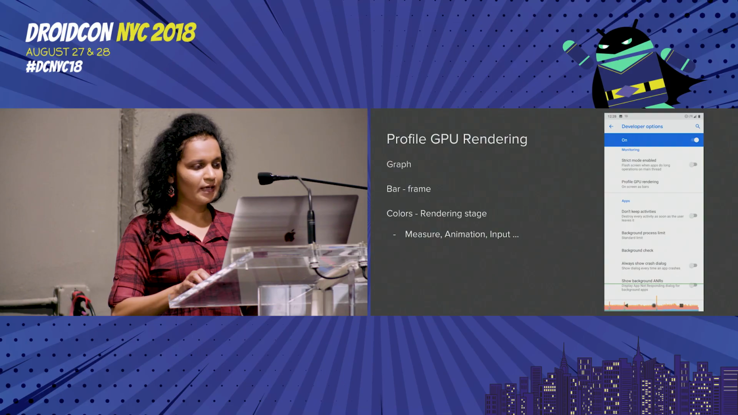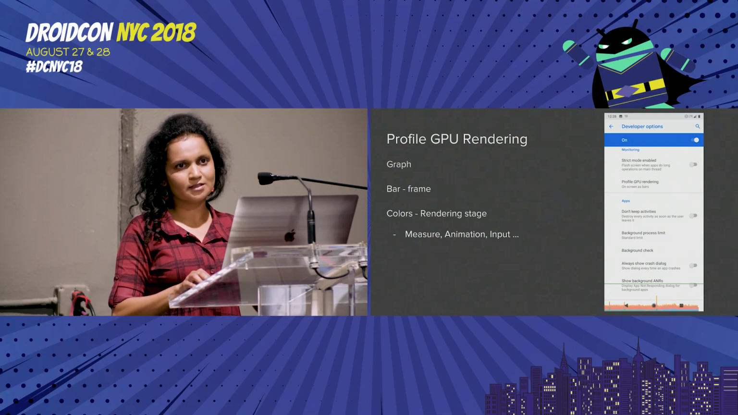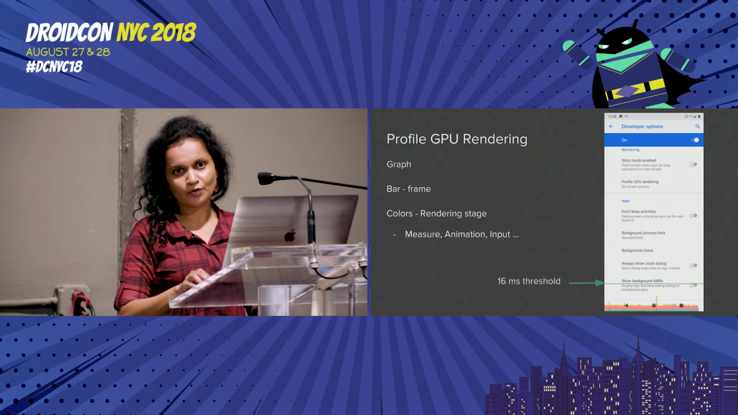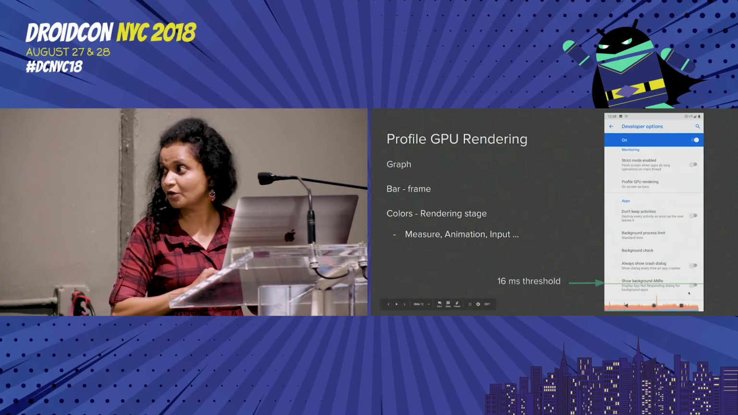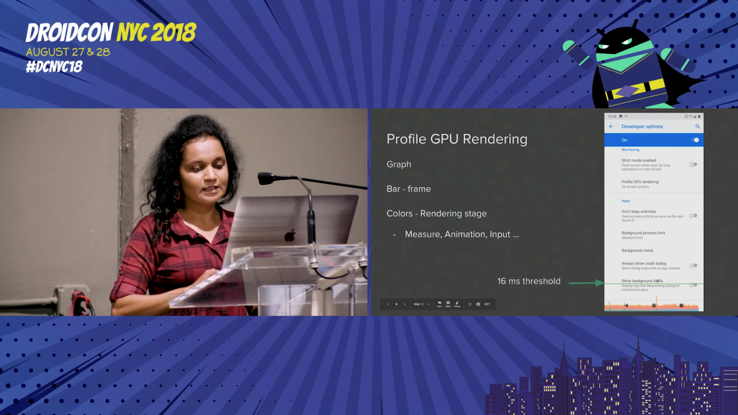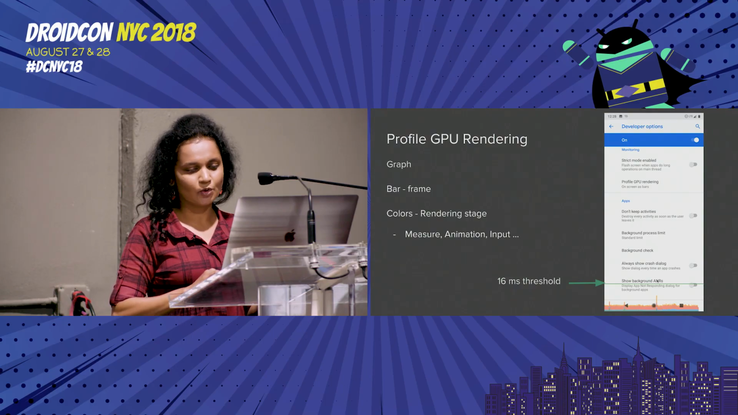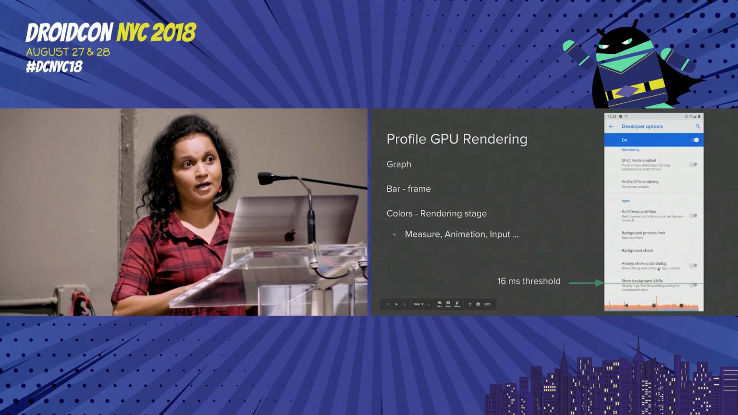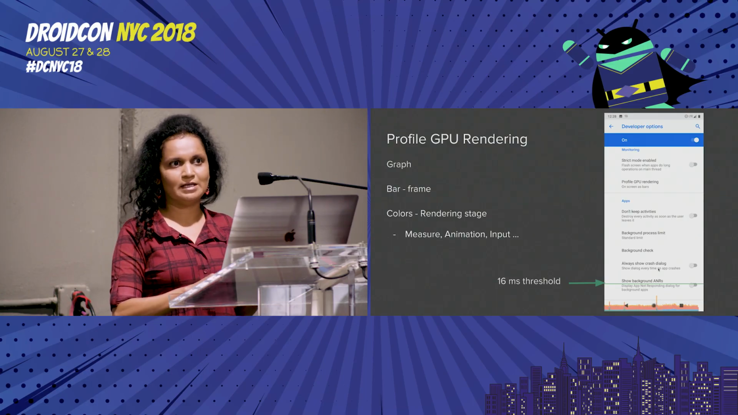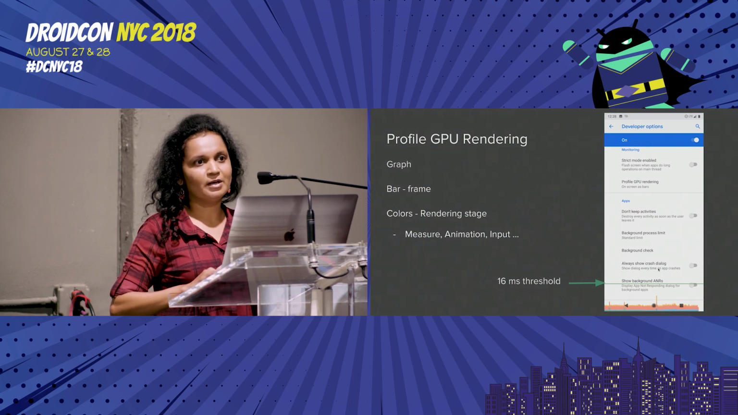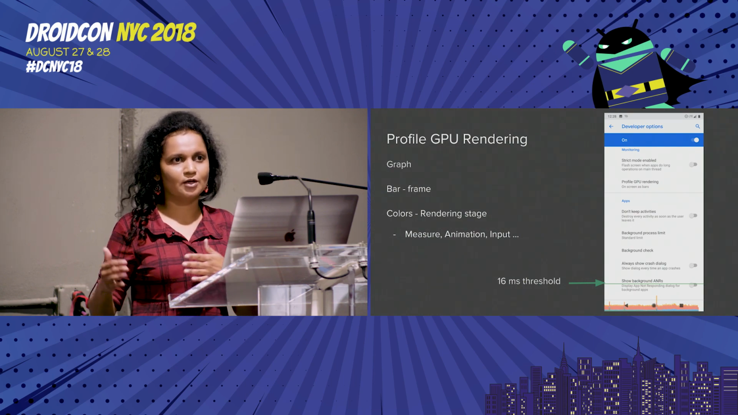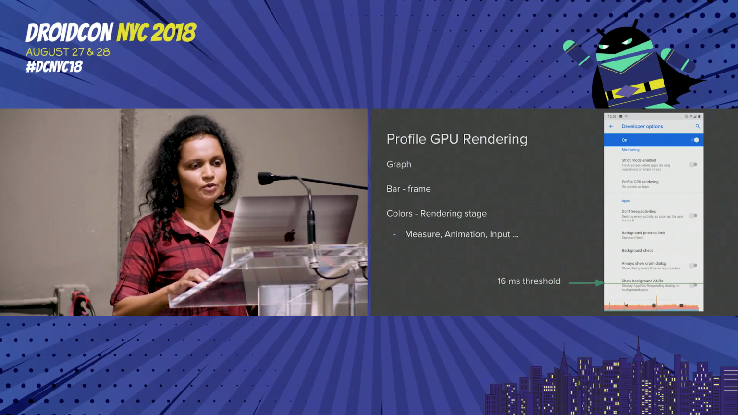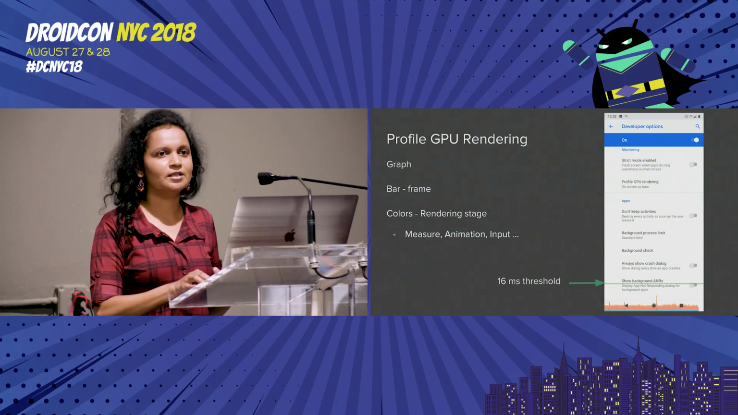I usually don't care much about these colors because these colors differ from OS to OS. But one thing that we have to focus on is this green bar over here. I'm not sure whether that's clearly visible or not. This indicates a 16 milliseconds threshold. If any bar crosses over this threshold, that means that frame took more than 16 milliseconds, and that could be a missed frame. And if we run into those missed frames quite often, then that could lead to the UI jank issue.